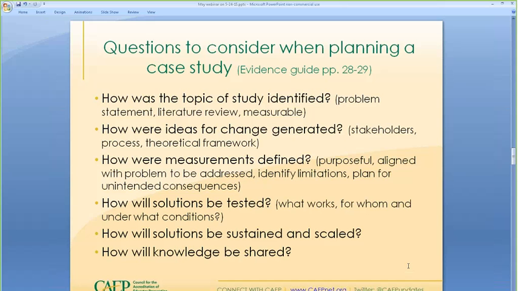They're going to be looking at how ideas for change were generated. And in this, they're expecting that there will be some stakeholder involvement. What was the process you used? What was your theoretical framework? How were stakeholders engaged in defining the case study and design of the case study?